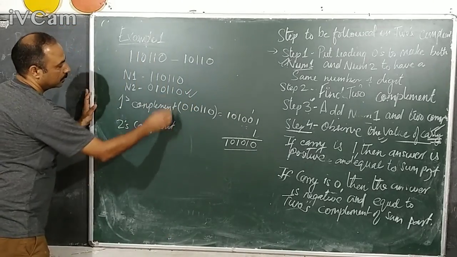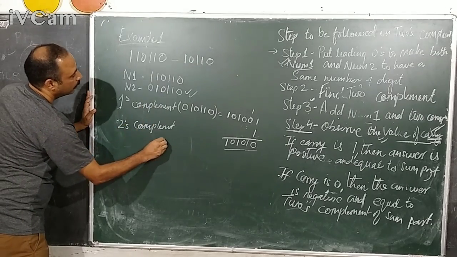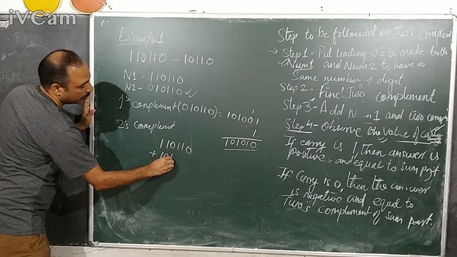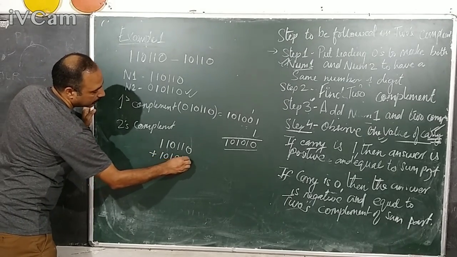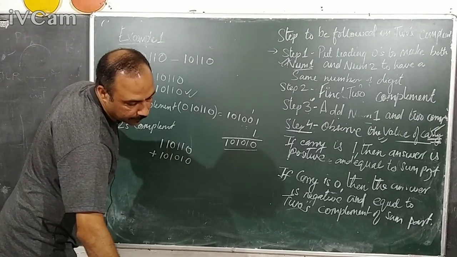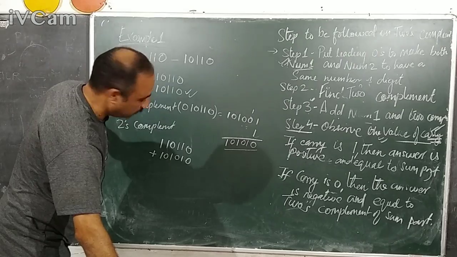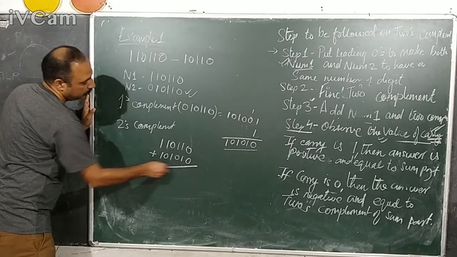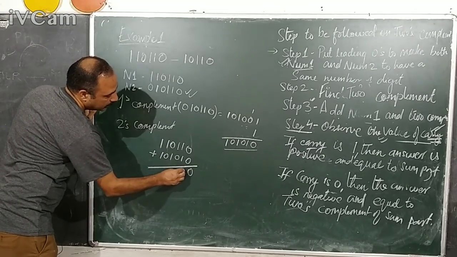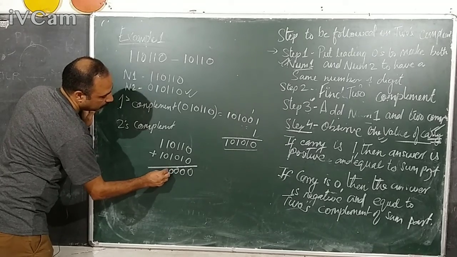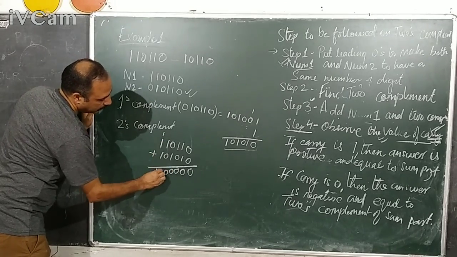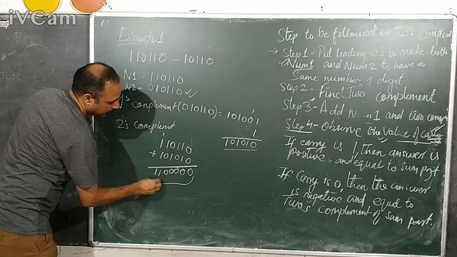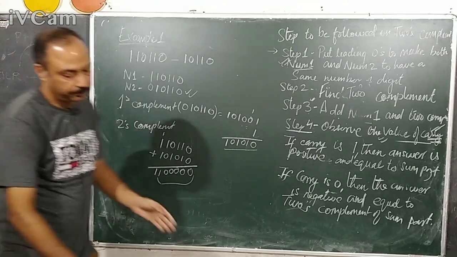So the first number is 110110 plus the 2's complement 101010. Adding them, we get 1 extra carry over here.